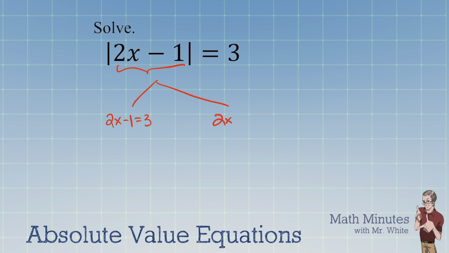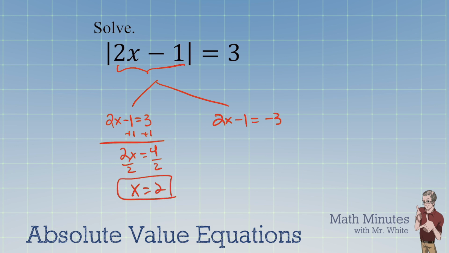Some students accidentally keep the absolute value there, but that's incorrect. We're actually getting rid of the absolute value by taking care of both situations. So we're going to add 1 on both sides. 2x equals 4. Divide by 2, x equals 2 is one of the solutions.